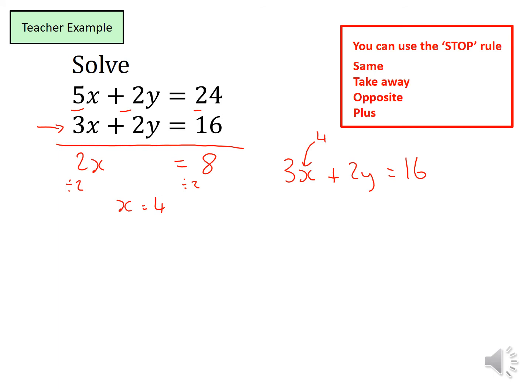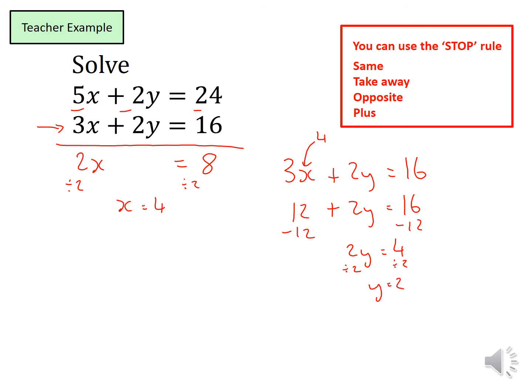I know 3x means 3 times x. So if x is 4, that's 3 times 4, which is 12. Add 2y equals 16. I now solve this as a normal two-step equation. This 12 here is a positive 12, so I need to take 12 off both sides first. I end up with 2y equals 4. Then to get y on its own, I divide both sides by 2, and I get y equals 2.